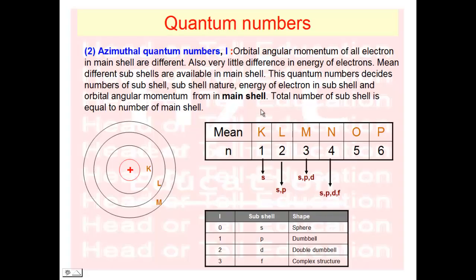The proof is that very small energy differences are available among the electrons inside the main shell, so the main shells are also divided into a few subshells.